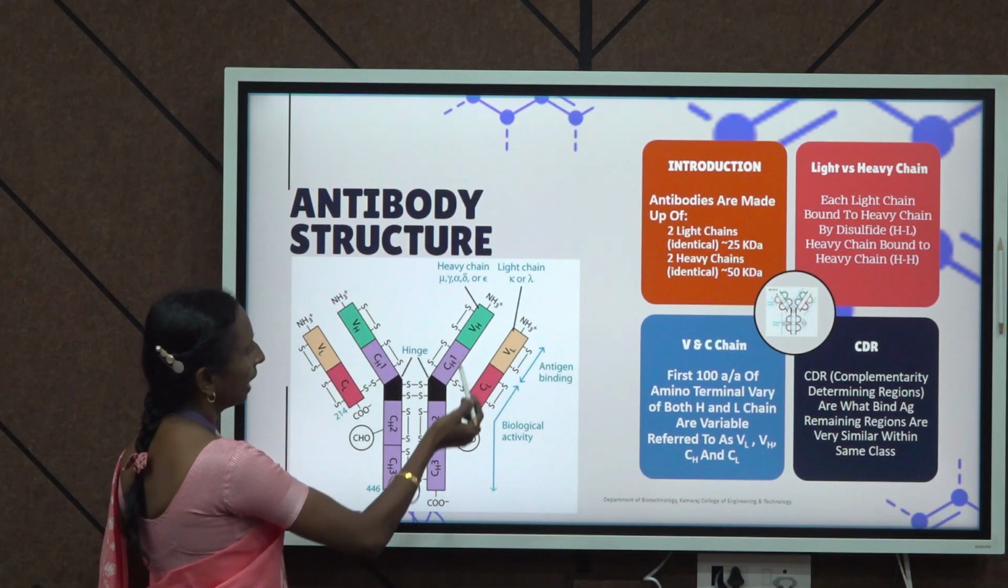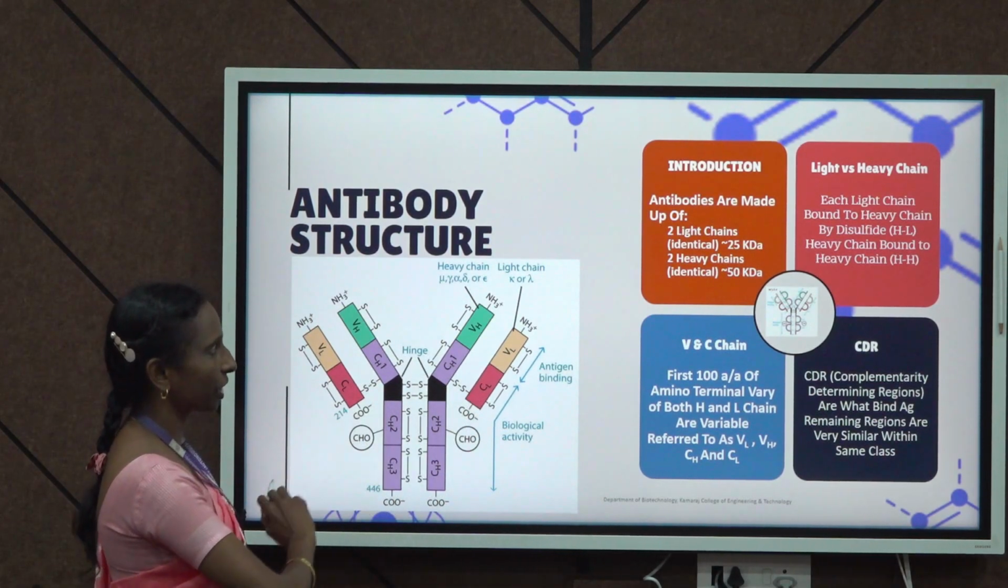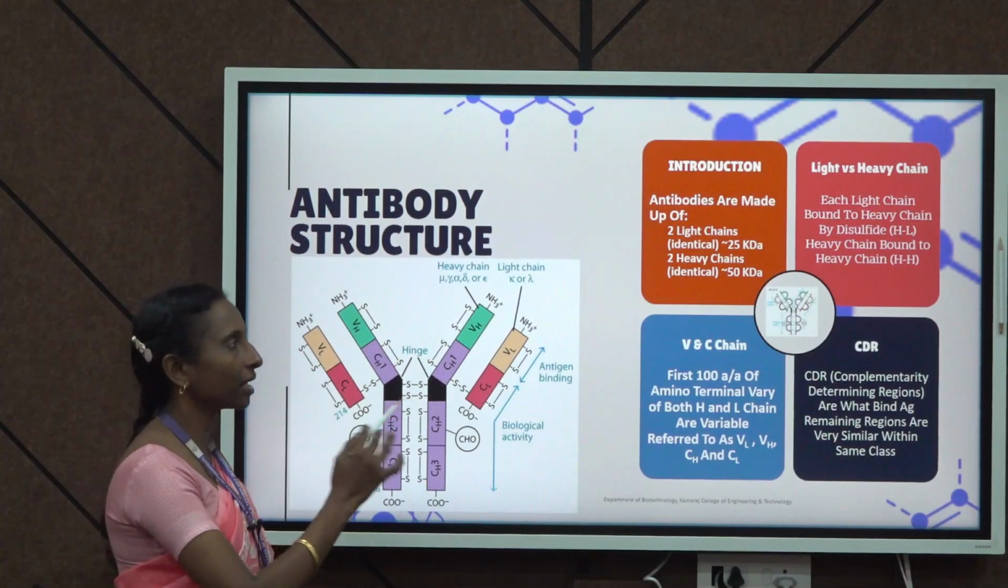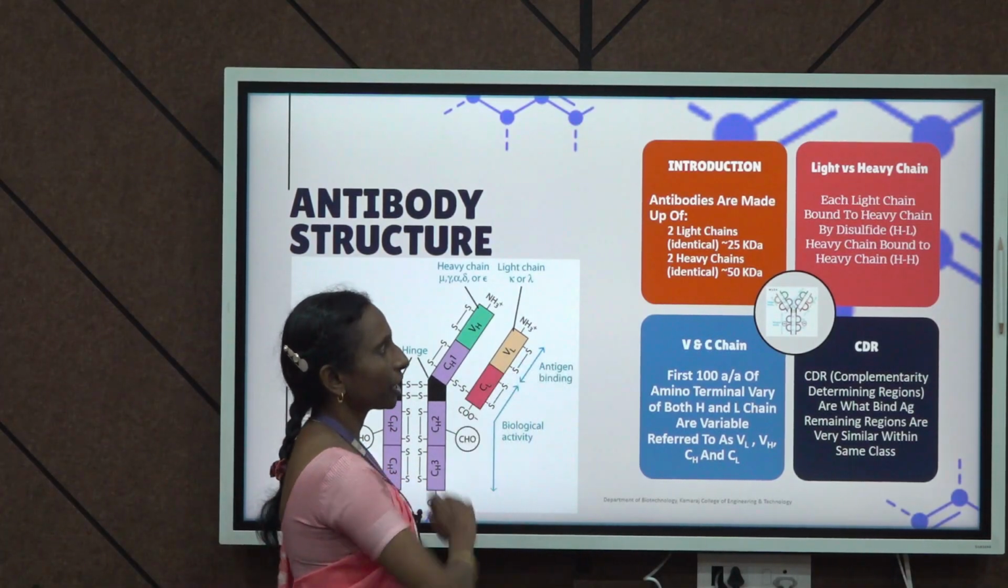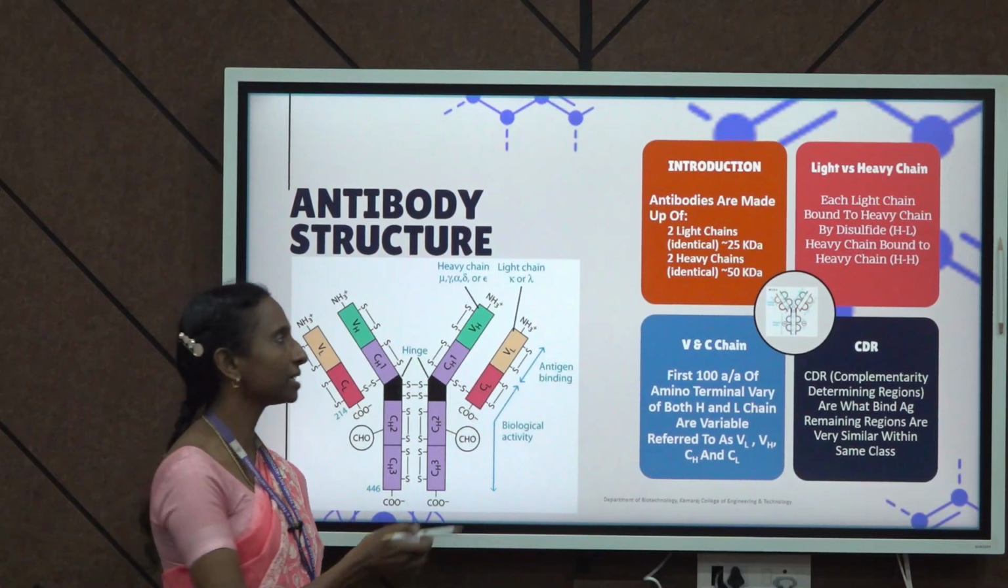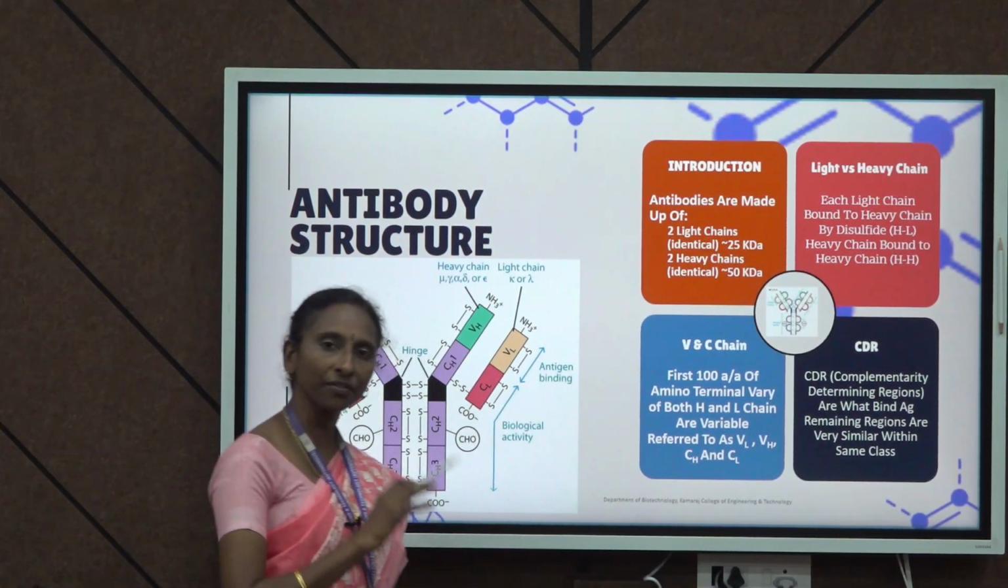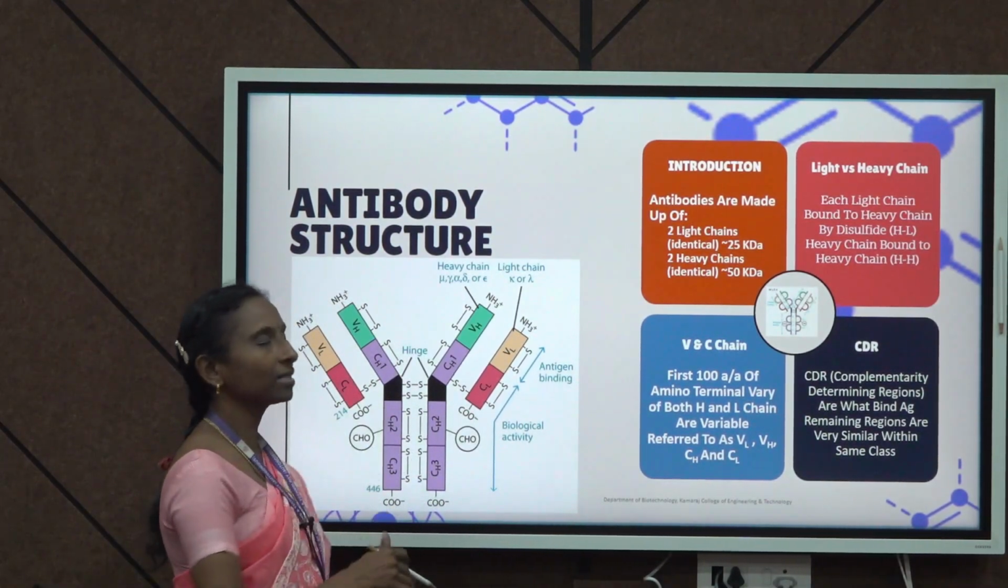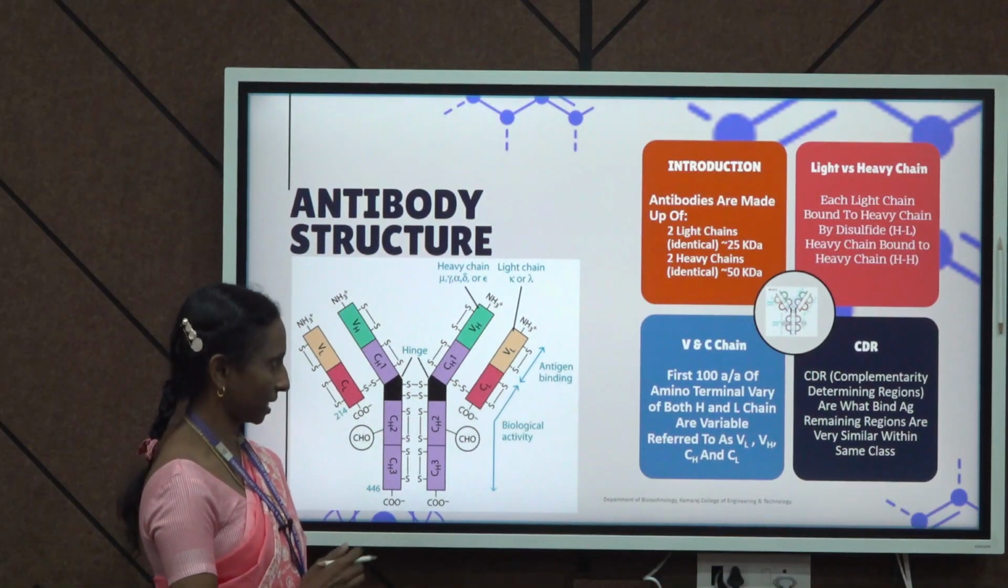heavy chains. In the light chain and the heavy chain, the difference is in their weight. The two light chains are identical to each other, approximately 25 kilodaltons in size, and the two heavy chains that we have are also identical, but the size is approximately 50 kilodaltons.